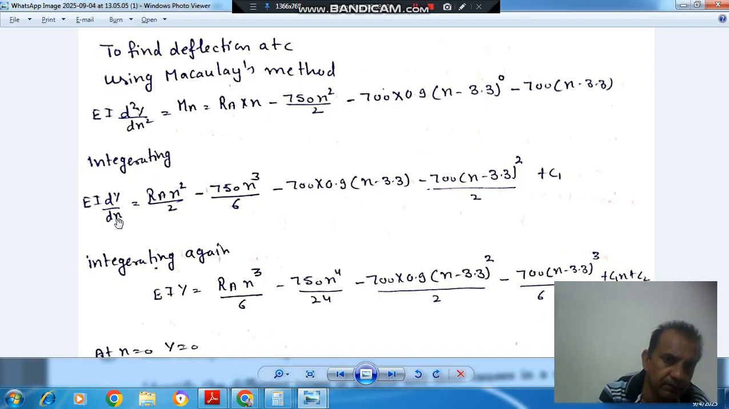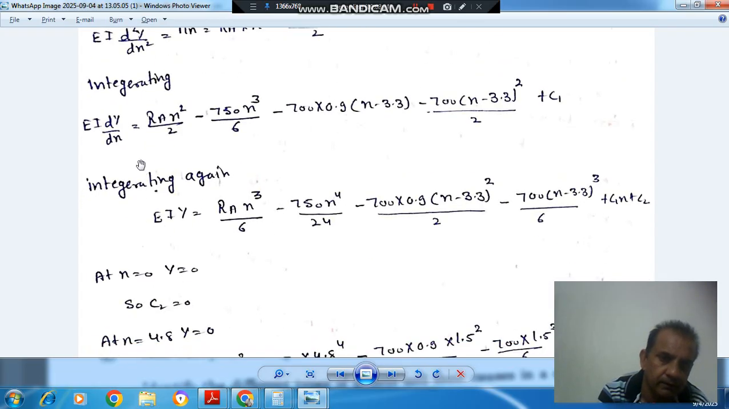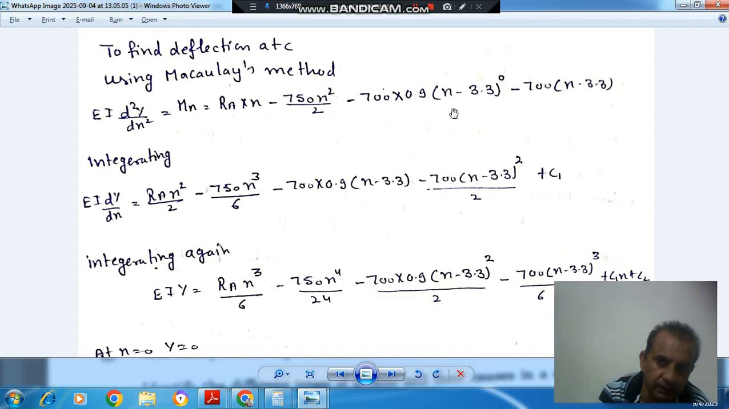So EI dy by dx will be equal to RA x square by 2 minus 750 x cube by 6 minus 700 into 0.9 into (x minus 3.3) minus 700 into (x minus 3.3) square by 2 plus C1. This is the way to integrate in Macaulay's method: we take the whole bracket as the variable, not only x. So we integrate like that, (x minus 3.3) raised to 0 plus 1 divided by 1. So it will be (x minus 3.3) divided by 1.